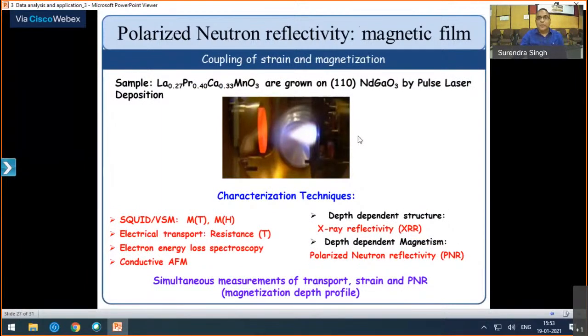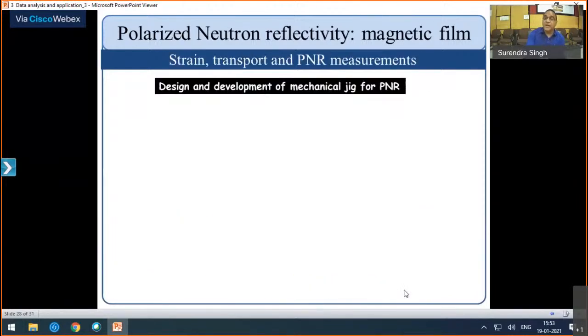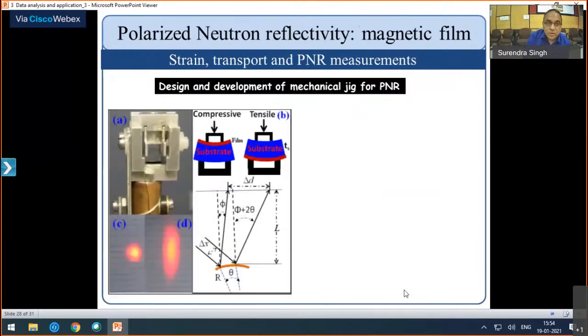We did this transport, strain and PNR measurements at the same time, and this is an experiment which is only doable with PNR, because we have designed a mechanical jig and did polarized neutron reflectivity. This mechanical jig cannot be designed for VSM or SQUID measurement. That is what I was saying: a different kind of sample environment is possible in neutron scattering, which you can easily apply. So we made this mechanical jig over here. This is the small jig over here. This one.